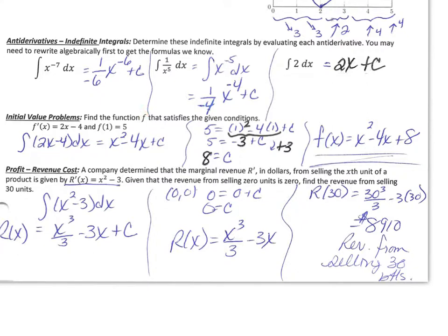We need the function. They gave us an initial value. F of 1 is 5, so x is 1, y is 5. You can write the point (1, 5) here if that makes you feel better. Y is 5, x is 1. 1 squared is 1, minus 4 is -3. Add 3 to both sides to get 8. Here you have 8. Put it in for here.